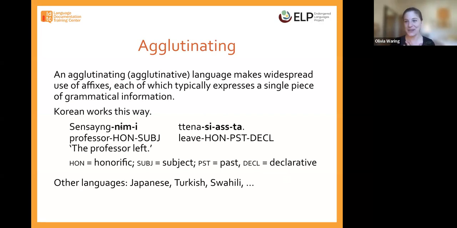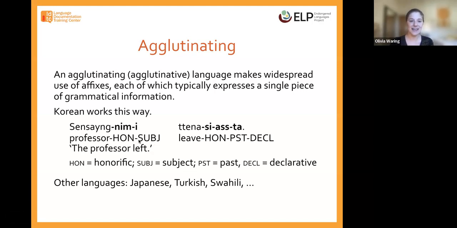So, for example, I do not speak Korean, so I will not attempt to pronounce this. But we're talking here about the professor, right? This is our word meaning the professor. And you'll notice when we split it up into morphemes, we've got professor, and then this nim morpheme means honorific. It means that the thing we're referring to has a high status in society. And then we've got this i morpheme, which tells us that this is the subject, right?